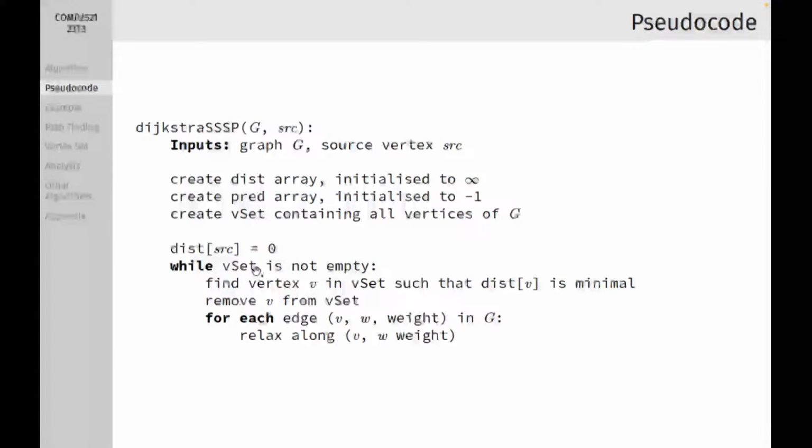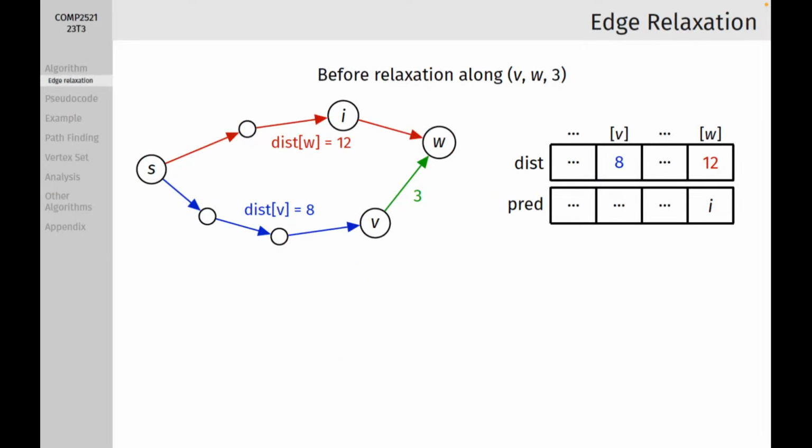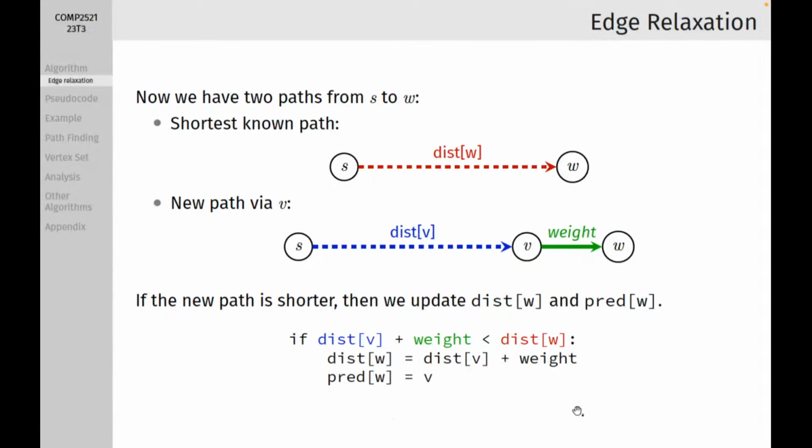Then, while the vertex set is not empty, we find the vertex in the V set such that the distance is minimal. So we find the vertex in the V set with the smallest distance. We remove it from the V set. Then for each edge from V, we relax along that edge. And relaxation is just what I showed here.